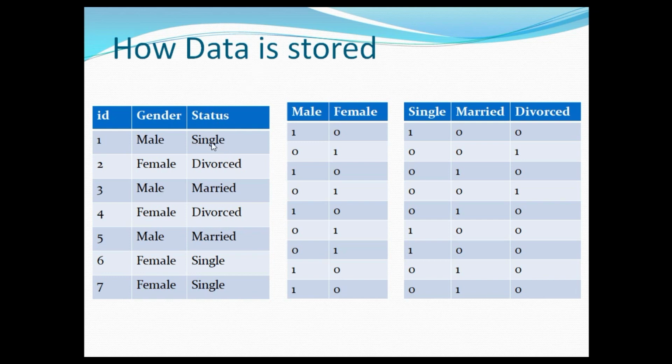So here we have single. We have specified 1 bit in single, and we have specified 0 in married and divorced. Then we have divorced in the second row. So we have specified 0 in single and married, and 1 in divorced.